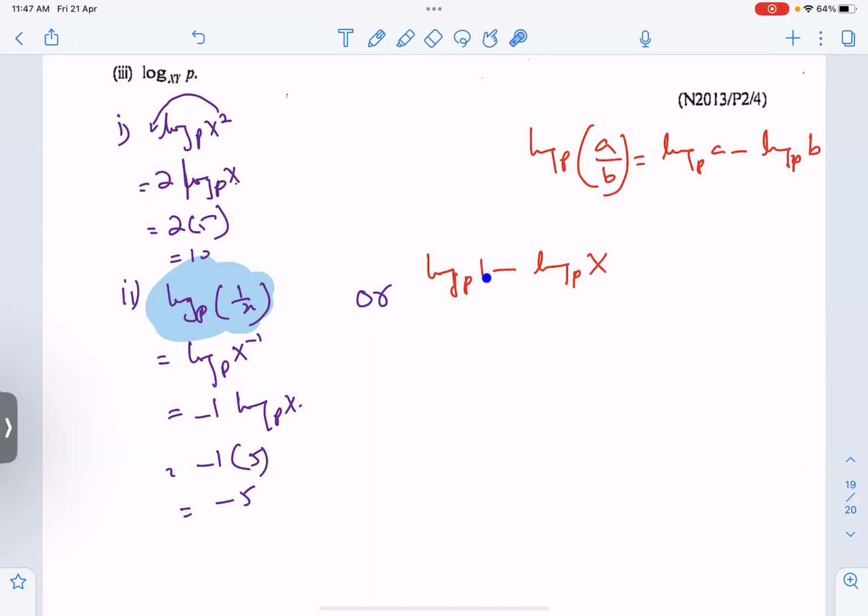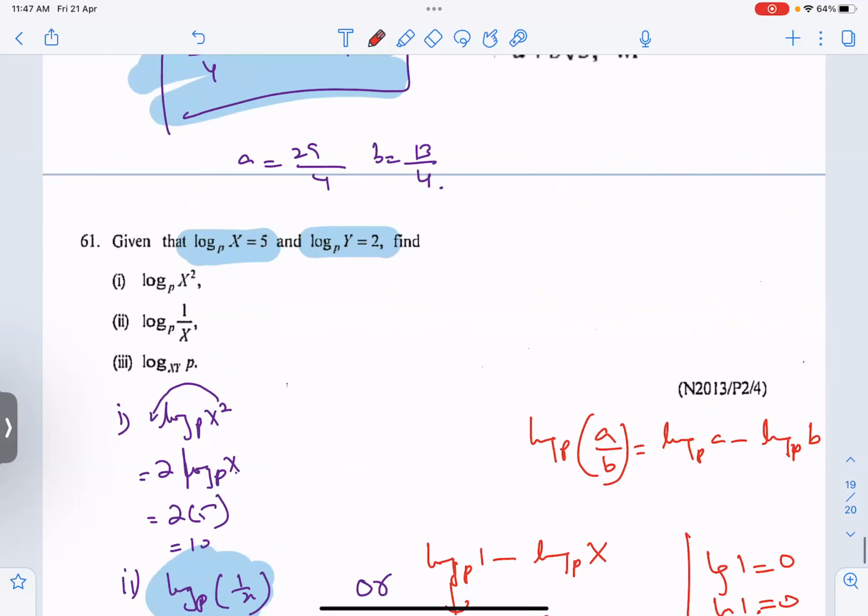What is log p1? Whenever you have a 1 here, that means the whole value will become a 0. Okay? So this is equal to 0. Minus log px is 5. So the answer will be -5. Remember one thing, whenever you have a 1 here, like for instance LG1 or LN1 or any base with a 1 here, the value is always going to be a 0. Okay? We know this. Okay, the next part.